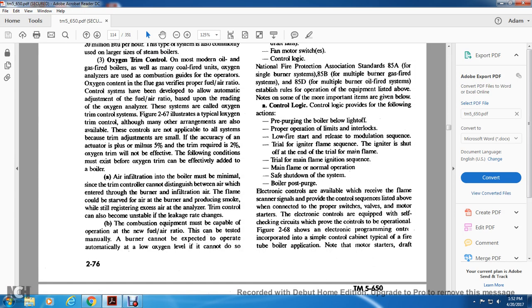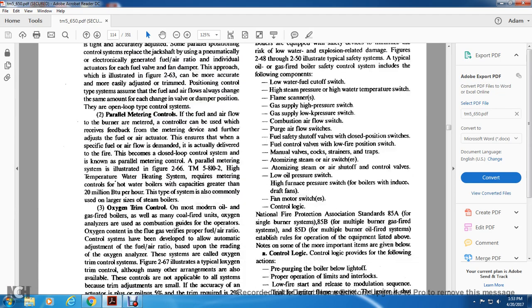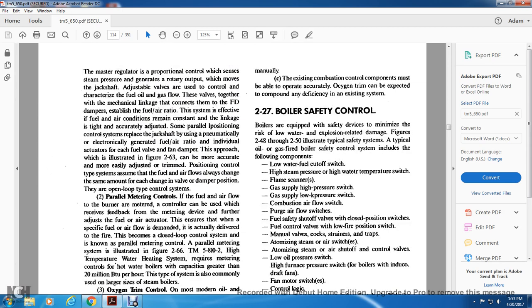Air infiltration of the boiler must be minimal, because the trim controller cannot distinguish between air that may enter through the burner and infiltration air. The flame can be starved of air at the burner and produce smoke, which will still register excess air at the analyzer and trim control. It also becomes unstable with leakage rate changes. The combustion equipment must be capable of operation at the new fuel air ratio, which can be tested manually. A burner cannot be expected to operate automatically at low oxygen levels if it cannot do so manually. The existing combustion control components must be able to operate accurately. Oxygen trim cannot be expected to correct deficiencies in existing systems.